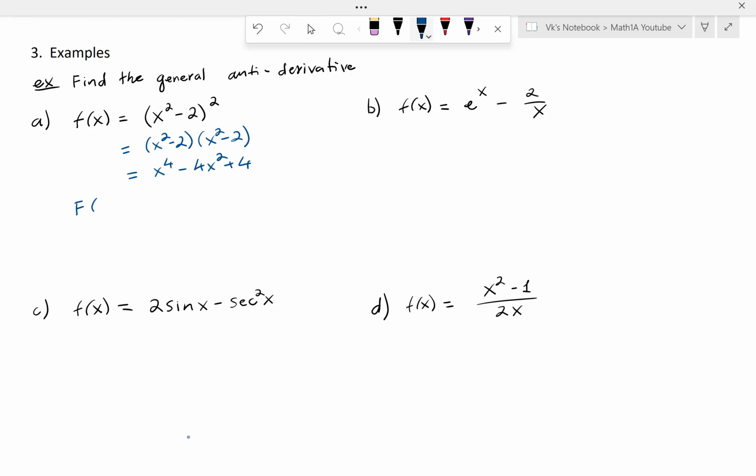Now the antiderivative: the antiderivative of x to the 4 is x to the 5 over 5, of x squared is x cubed over 3, of 4 is 4x, and we add plus c because it is the general antiderivative. We can simplify this, make it look nice. 1 over 5 x to the power 5 minus 4 over 3 x cubed plus 4x plus c.